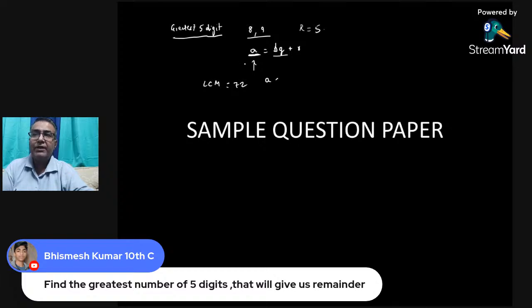So A will then be equal to 72 times something, which we'll find the quotient right now, plus the remainder, which should be 5. So that's what we have to do: find that number A. So how do we find the quotient?